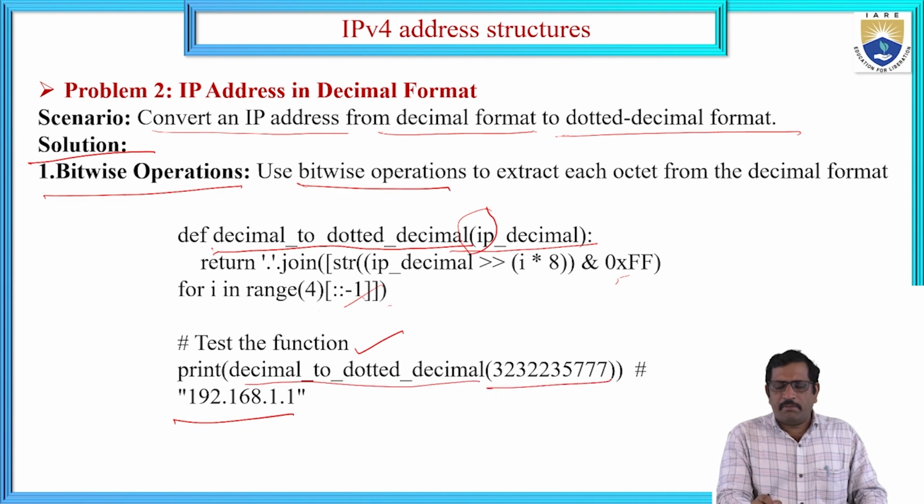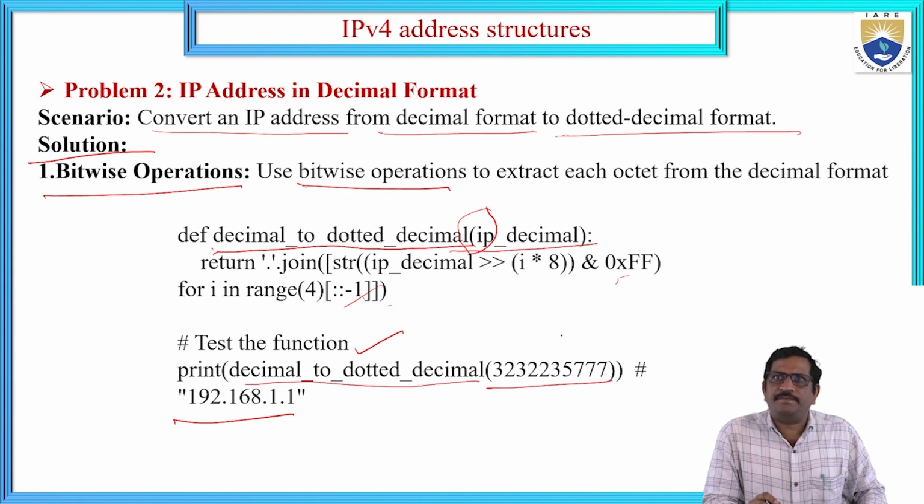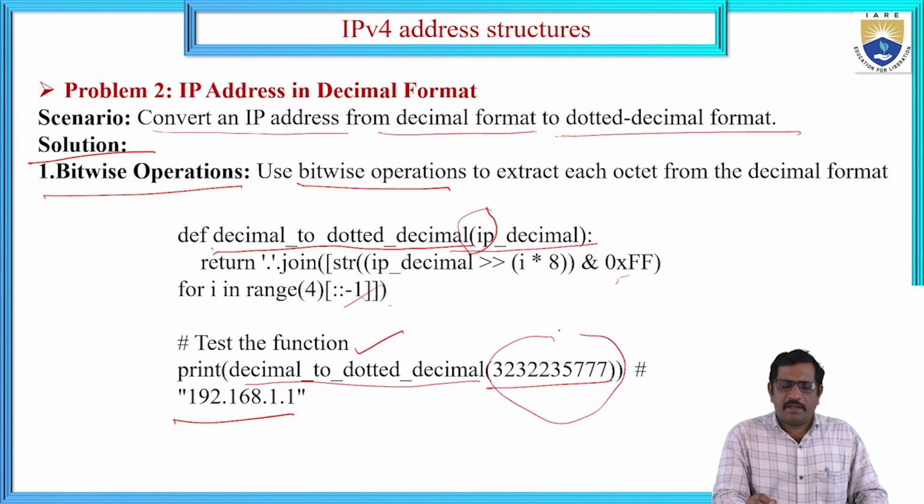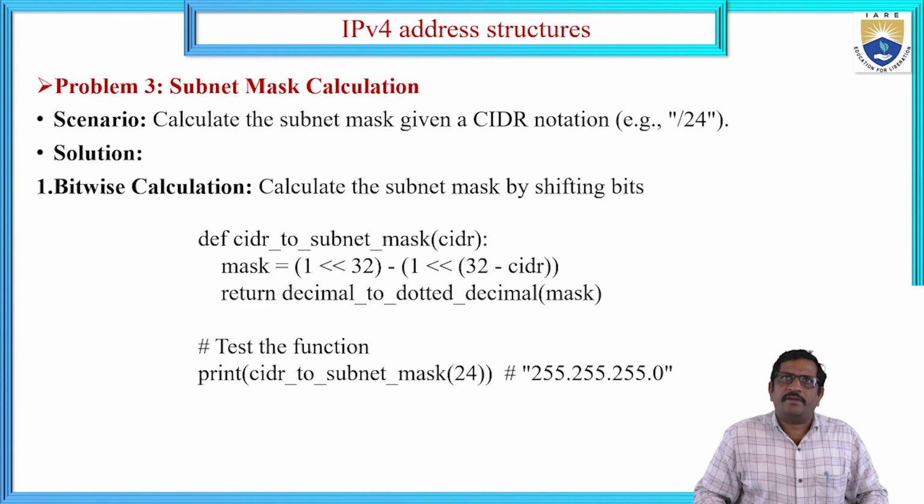Here it is a decimal number. Whatever the machine understood as the IP address, these decimal numbers can be converted. After converting the decimal number into the dotted decimal number, we'll get the IP address as 192.168.1.1.0 in this other format.